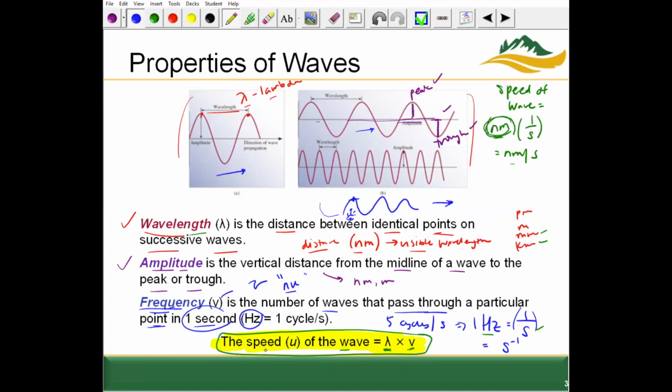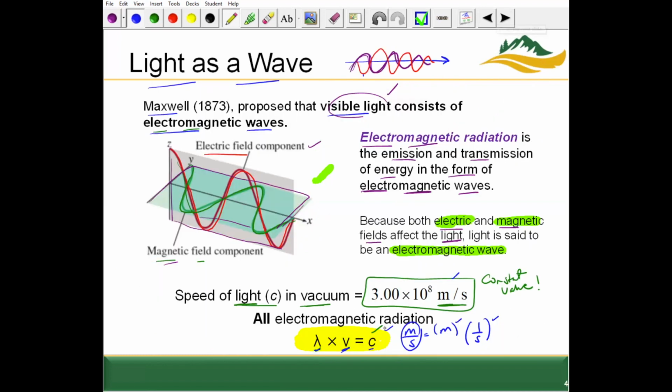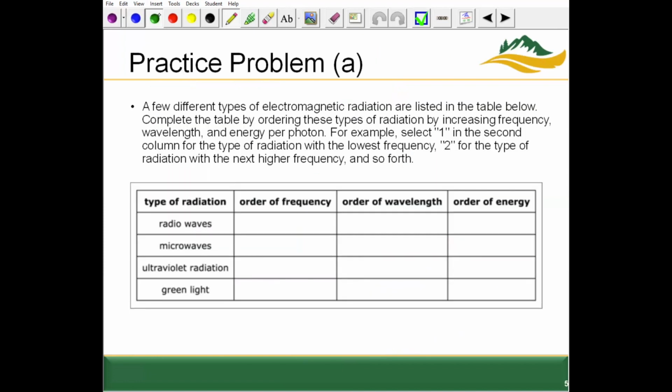So this is the speed of some general wave, but generally we're going to work with this equation, assuming the speed is the speed of light in a vacuum, or the standard constant value we'll plug in here. So c, the speed of light constant in a vacuum, 3.00 times 10 to the 8th meters per second. So let's see how we're going to use this equation throughout chapter 7. Before practicing using that equation, let's go ahead and stop and look at this practice problem.